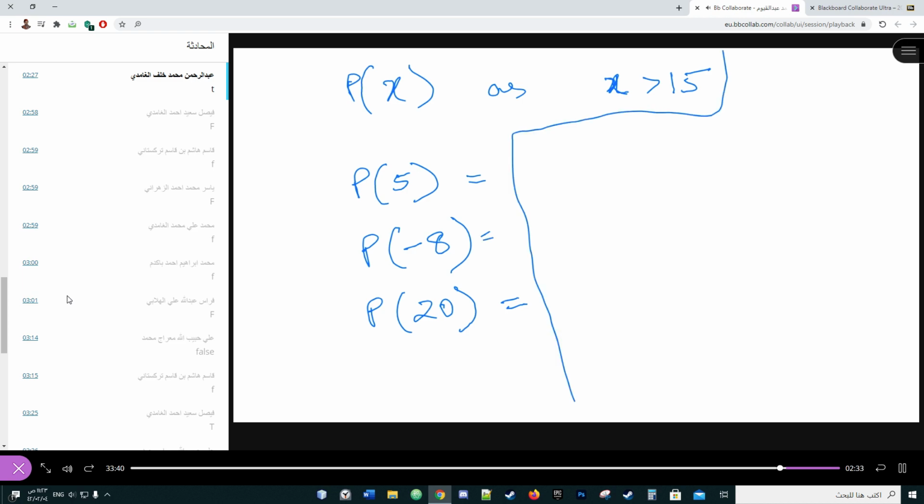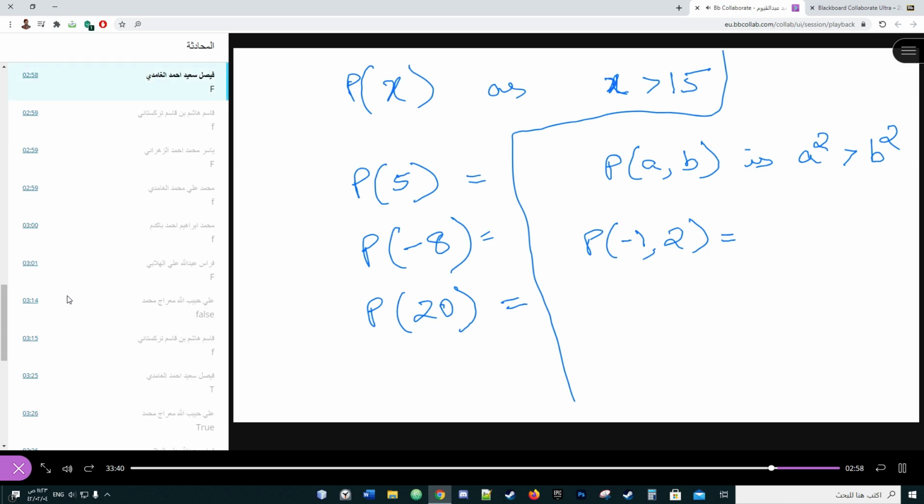Let me ask you a more complicated question. I have P of a comma b given as a squared greater than b squared. What is this? False. Why is it false? Because we substitute: is the first value squared greater than 2 squared? It's false, so the answer is false.